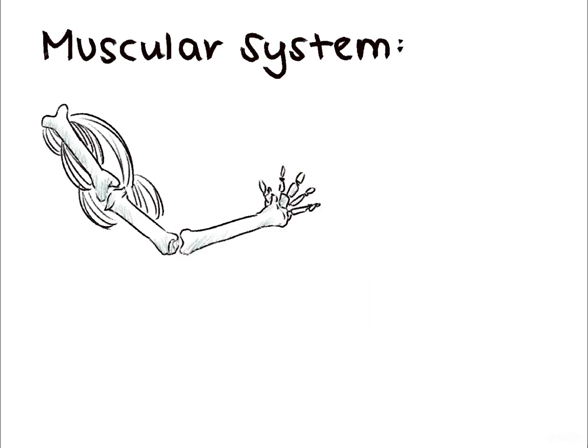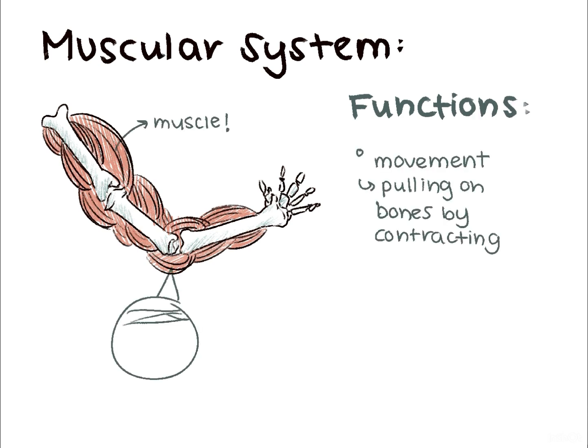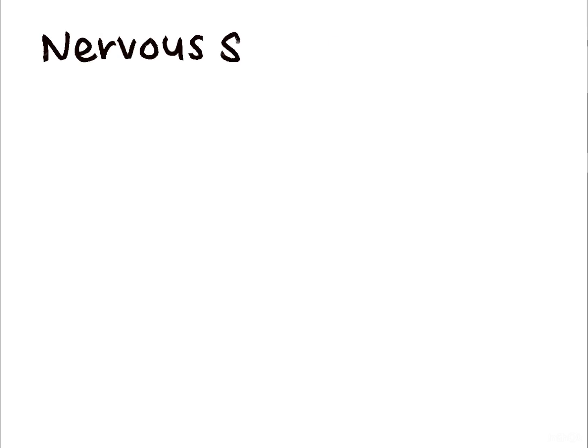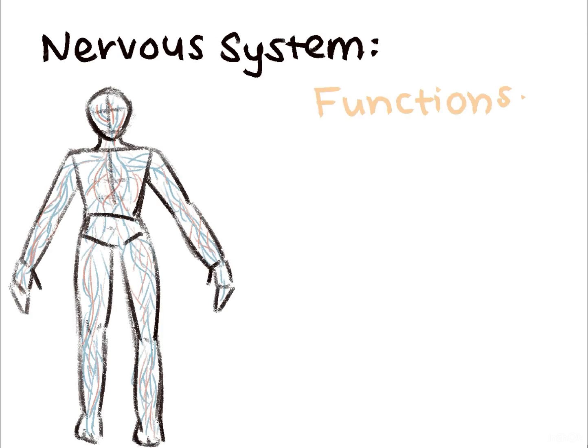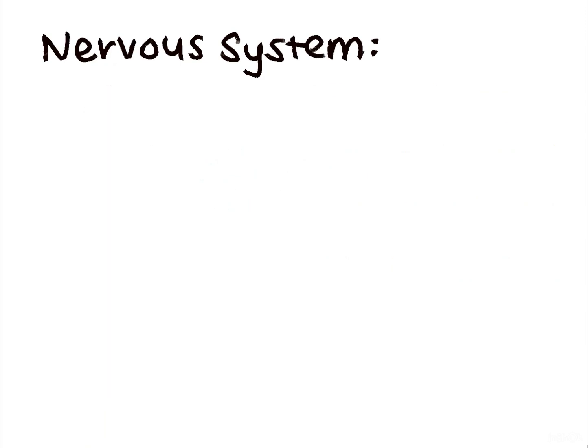And the muscular system. So the muscular system's function is for movement, which is pulling on the bones by contraction. And it's basically made of muscle tissue. And here's the nervous system. Its function is to transmit signals between body parts, and usually via electrical signals. So the nerves will go throughout your entire body.